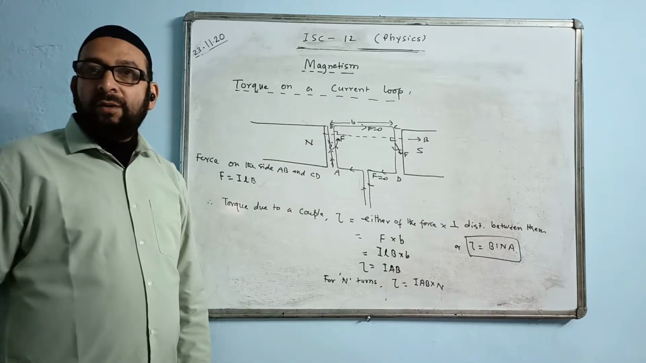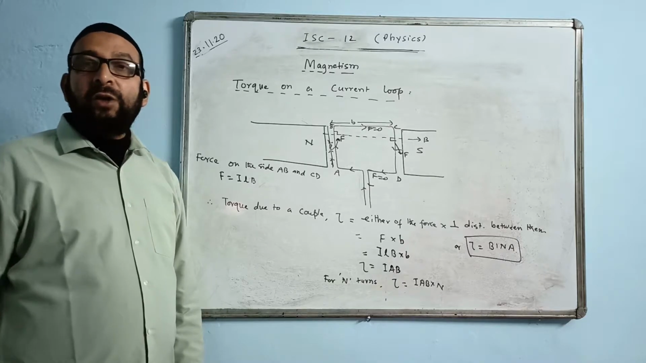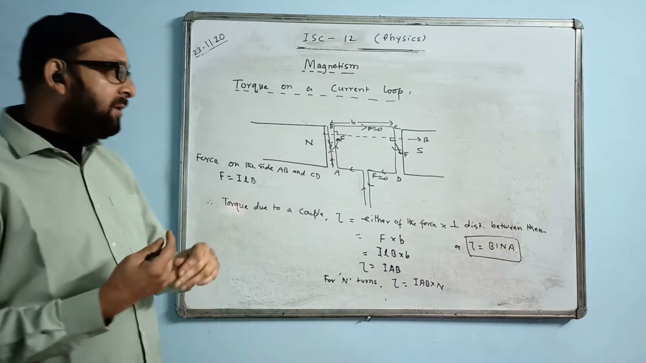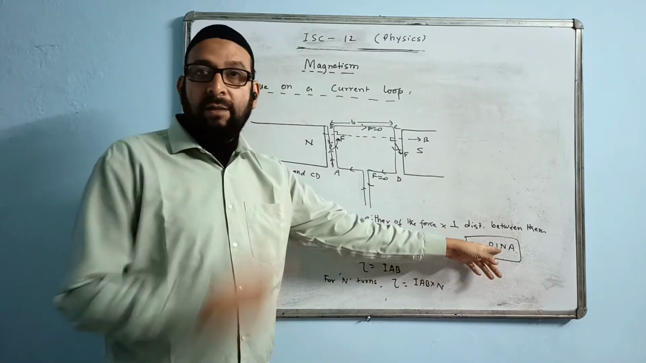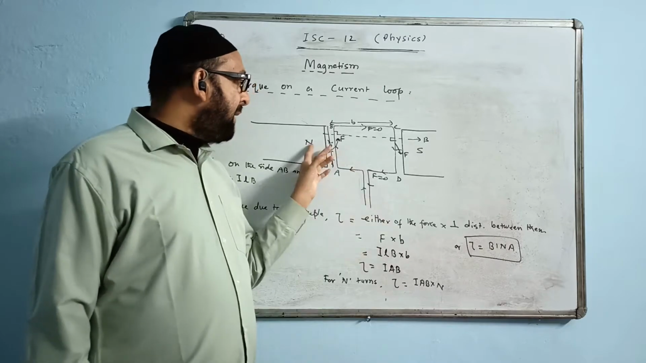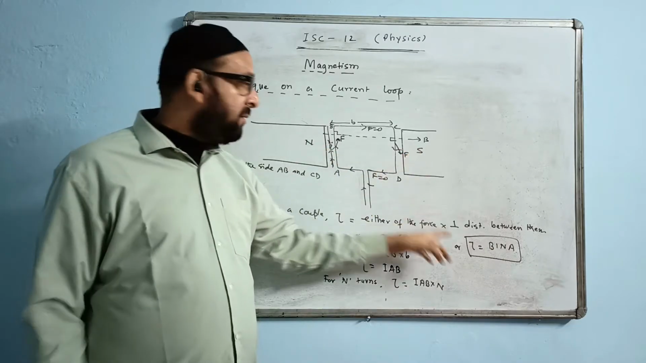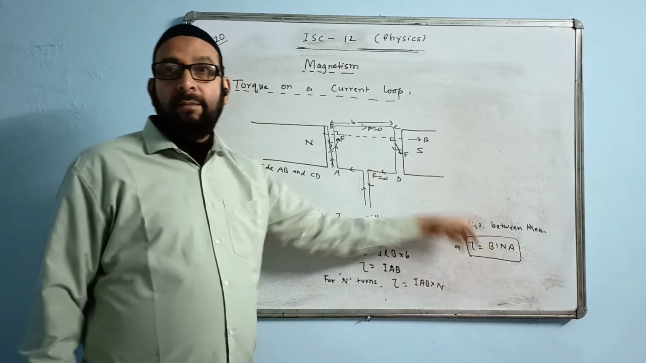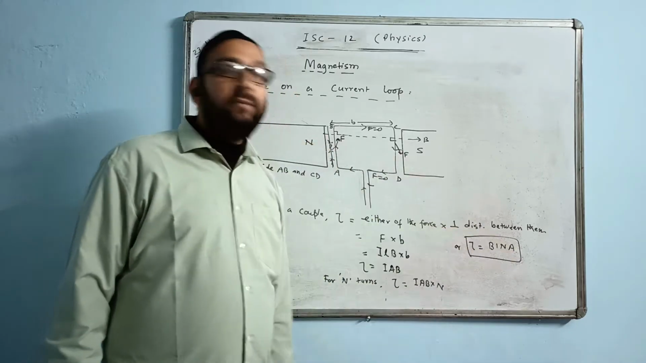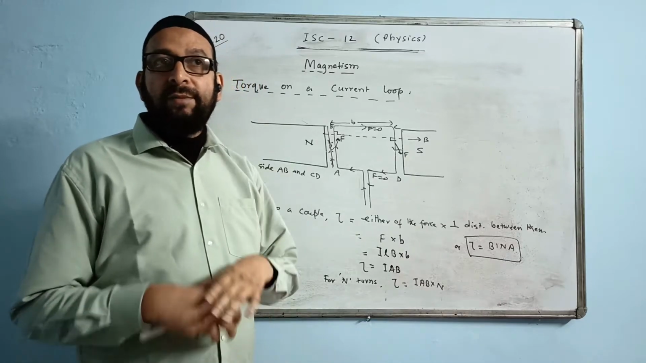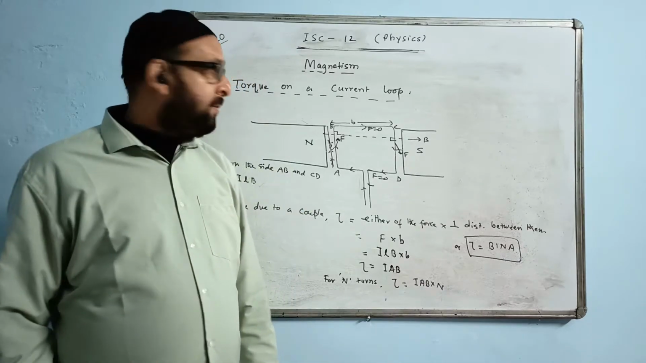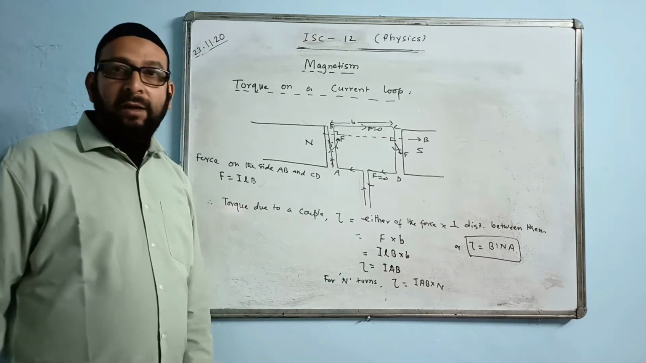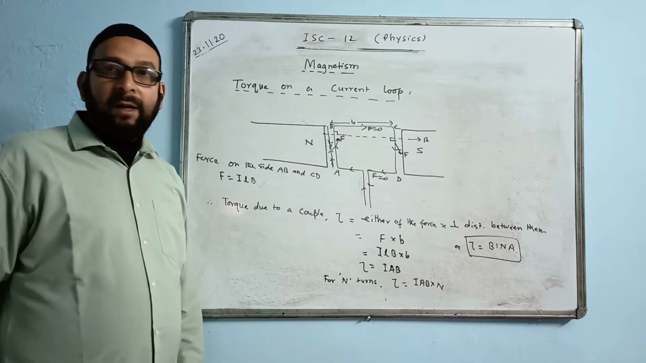In class 10 we only used to learn that the speed of rotation of the coil can be increased by increasing the number of turns, by increasing the magnetic field or magnetic strength, that is B, by increasing the amount of current, and by increasing the area of the coil. So we used to mention all these points. So this is the formula of torque on a current loop. Torque is equal to BINA.